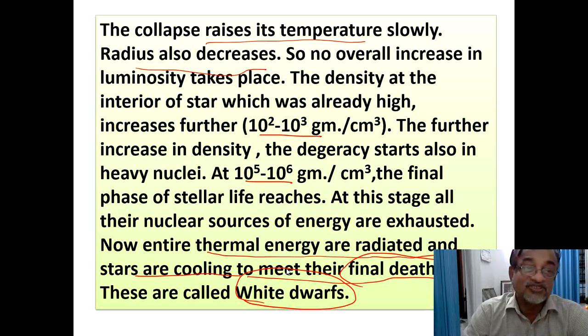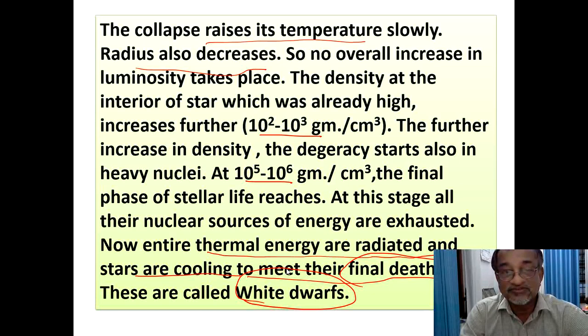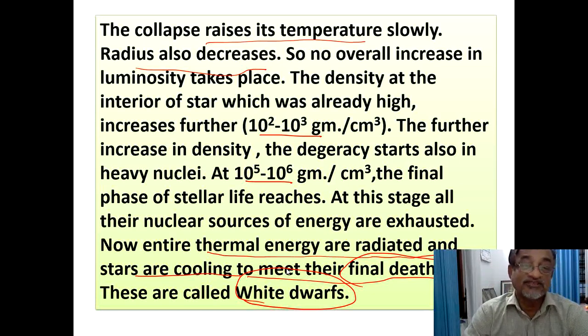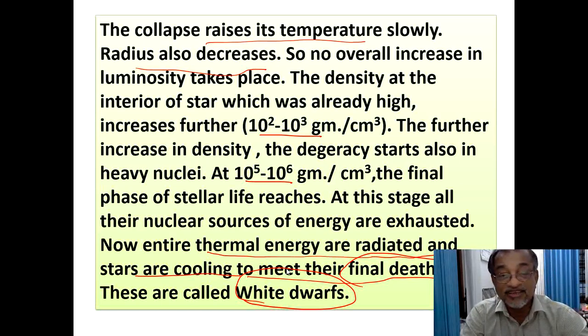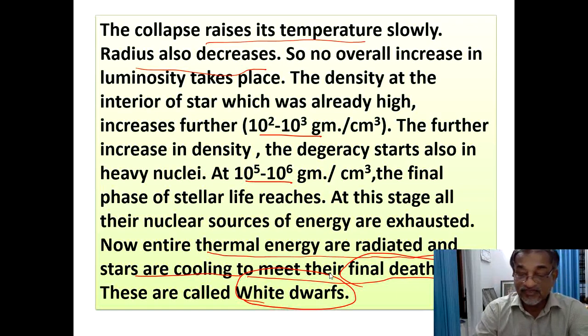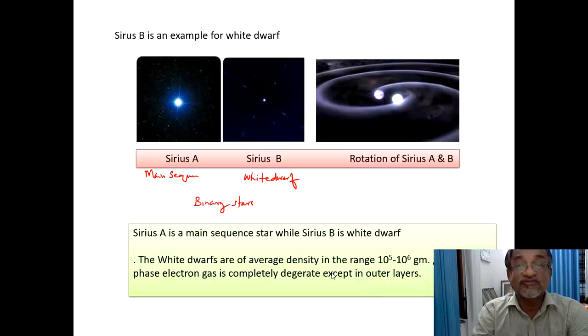And due to this, heavy nuclei start degeneracy. The degeneracy starts also in heavy nuclei. And now thermal energy is radiated and stars are cooling to meet their final death. This stage of star is called a white dwarf. So you can see the figure.